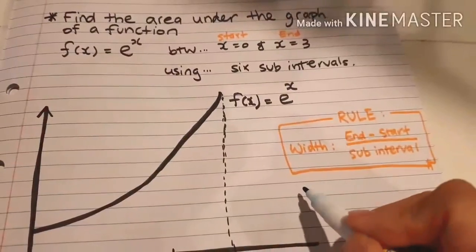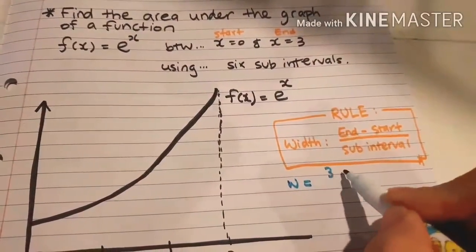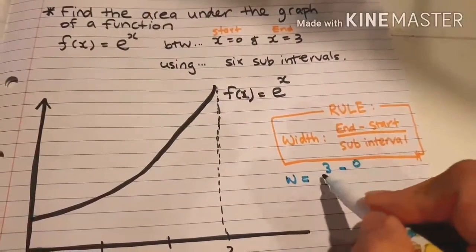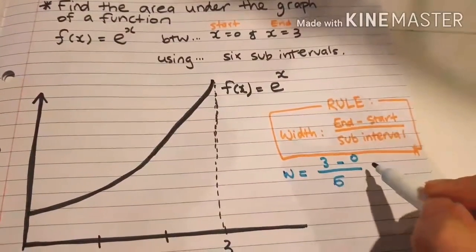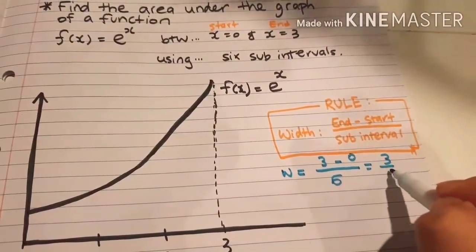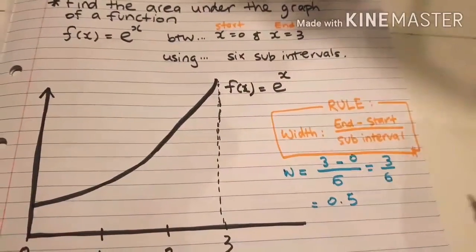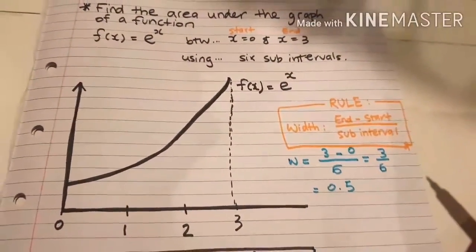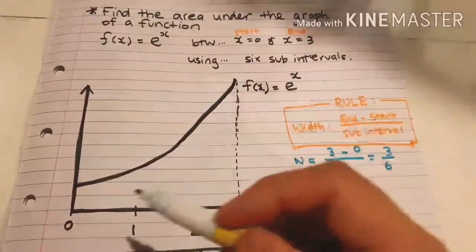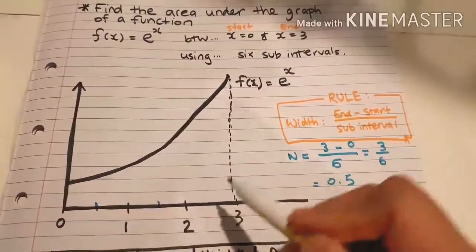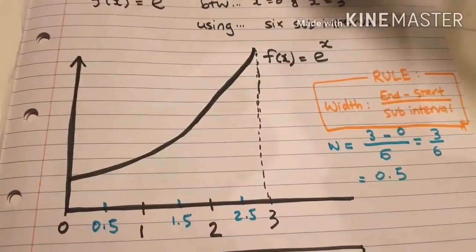So let's have a go. The width is equal to the end, which is 3, minus the start, which is 0, and we would like to divide it into 6 sub-intervals. So basically it's 3 over 6, which is 0.5. Good. That means the width of each rectangle is 0.5. So I need to divide it like this, and I can fill out the numbers in between.